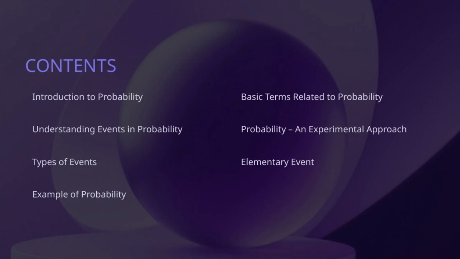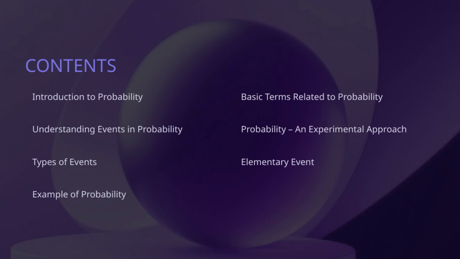Next, we look at probability from an experimental approach. This means we find the probability of an event based on actual experiments or trials. Instead of just guessing, we observe how often an event occurs over many repetitions.